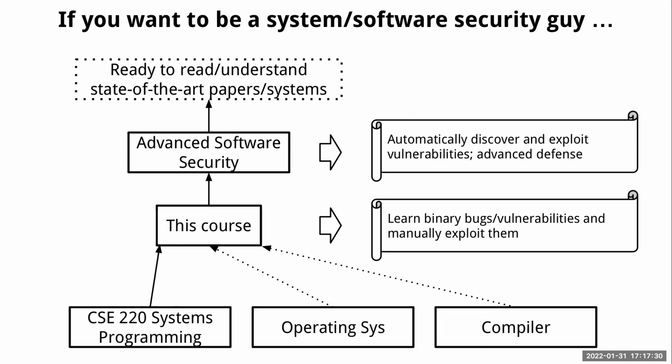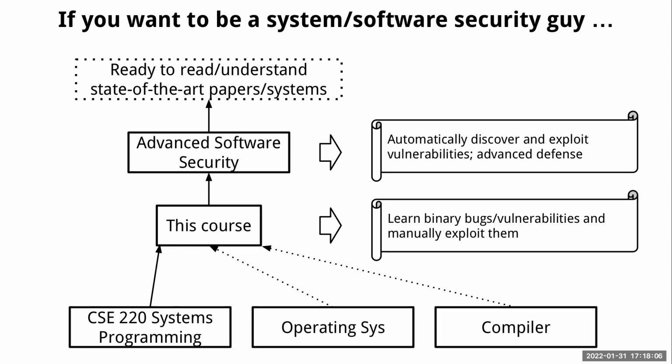In that class, advanced software security, we learn how to automatically use tools, or develop tools, to discover vulnerabilities and also exploit them. We talk about advanced defense techniques to defeat all kinds of vulnerabilities. In this class, we will cover some basic techniques, most of which have been deployed. In that class, we talk about the state of the art. If you take those two classes, then you are ready to read some state-of-the-art papers.